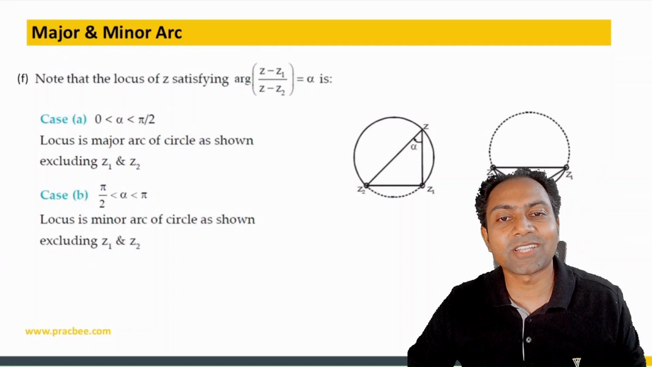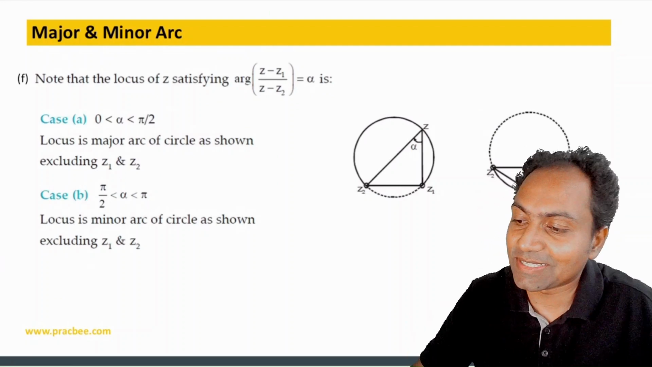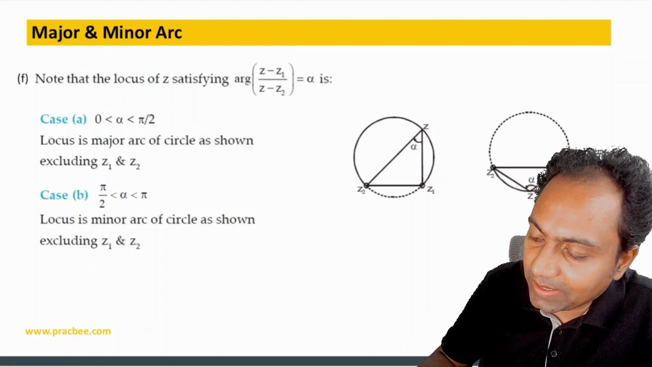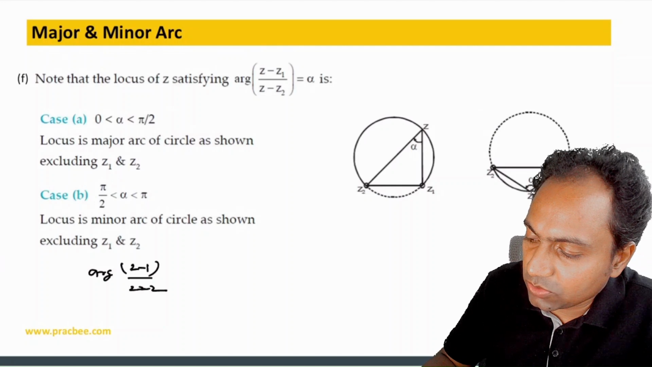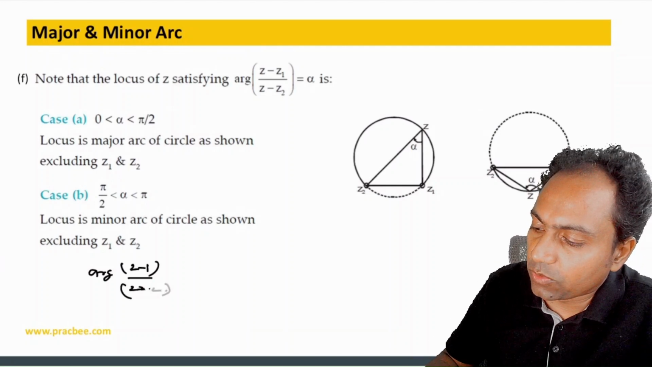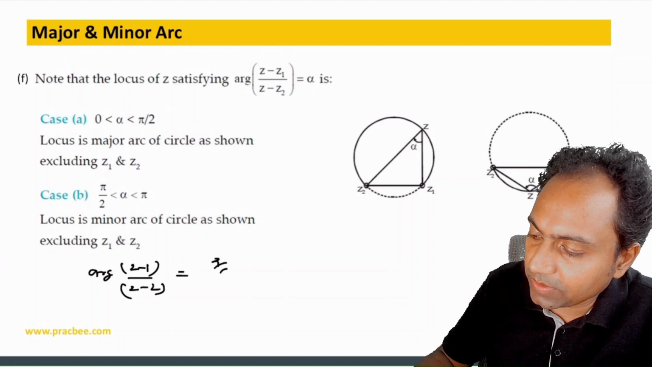Now we can express the locus of major and minor arc using complex numbers. Now let us understand how. So let us say if I take argument of (z minus 1) by (z minus 2) is equal to pi by 6. Now let us understand what this is going to express.